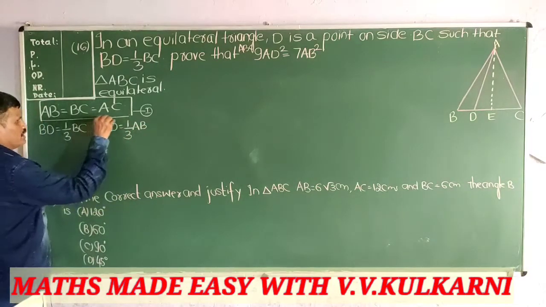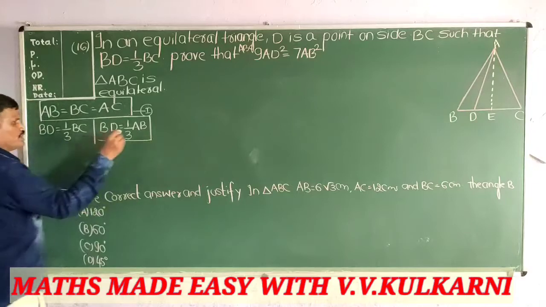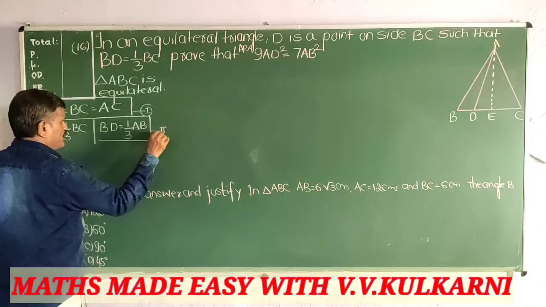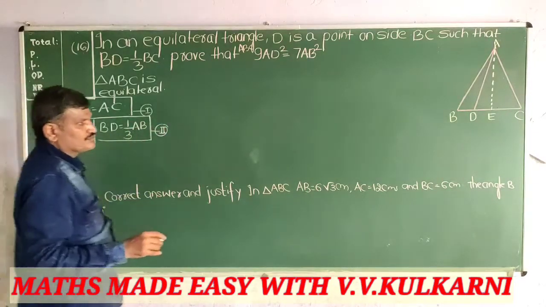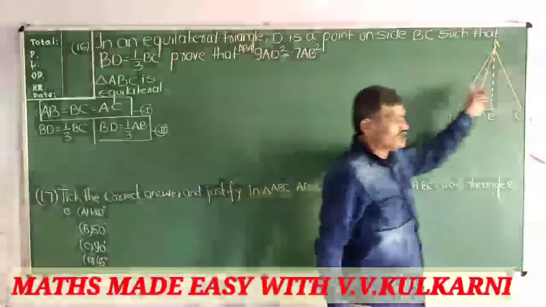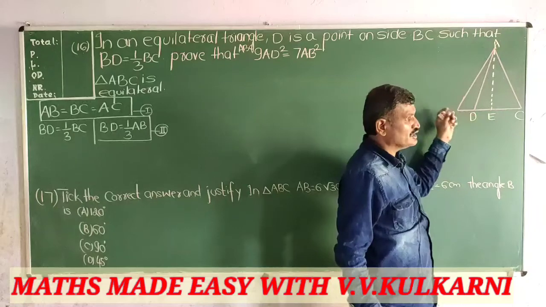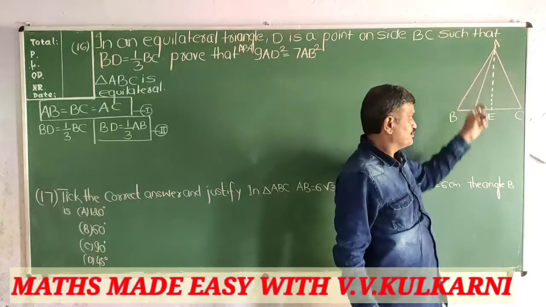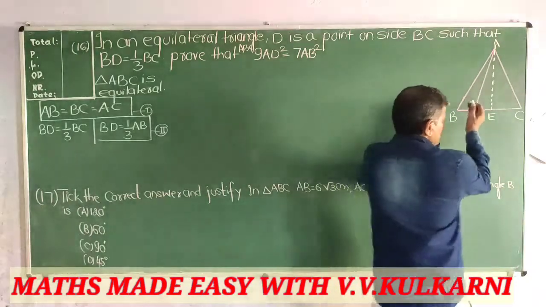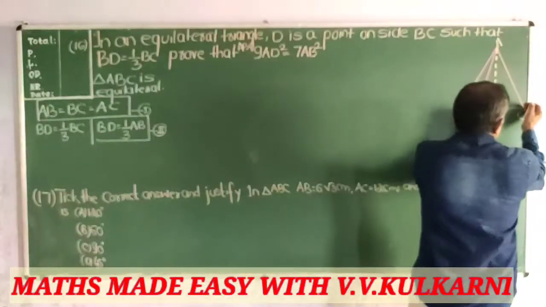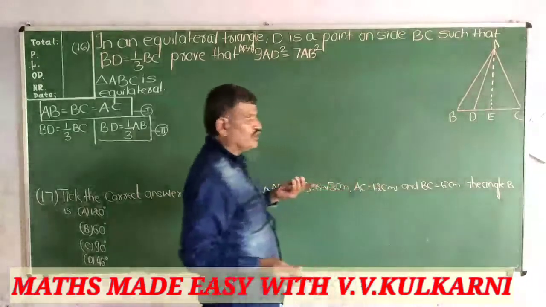So you will say, sir, why did you write 1/3 of AB here? Why did you write 1/3 of AB? See, ABC is an equilateral triangle. If I say that BD is 1/3 of BC, then I can say that it is also 1/3 of AB. Similarly, if this is one part of BC, then this is 2/3 of BC or 2/3 of AB.